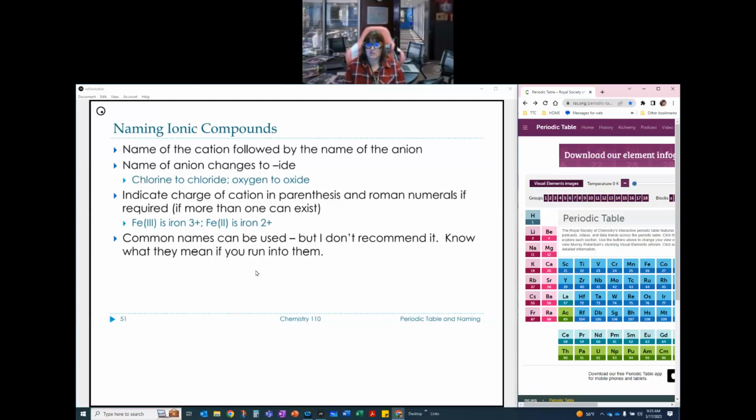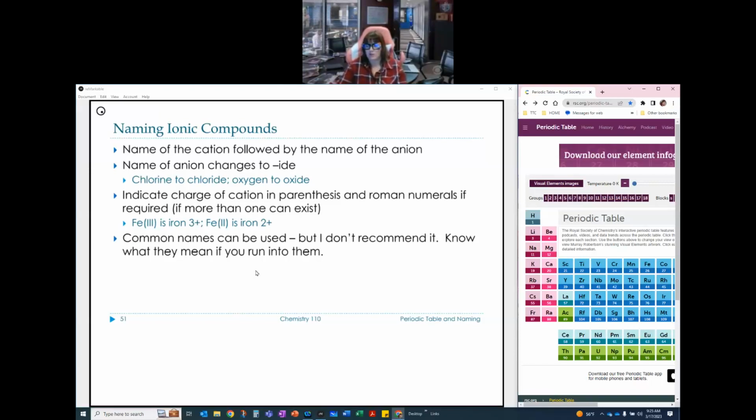Okay. So when we name our ionic compounds, we name the cation, a positively charged ion, followed by the name of the anion, so that negatively charged. The name of the anion changes to -ide. So if I'm talking about chlorine, it becomes a chloride. If I'm talking about oxygen, it becomes an oxide. We indicate the charge of the cation in parentheses and Roman numerals if required.